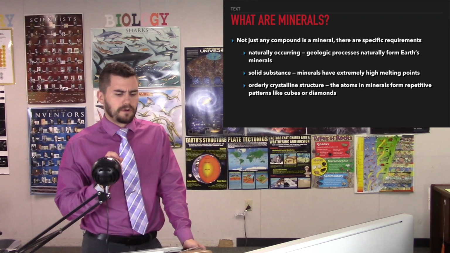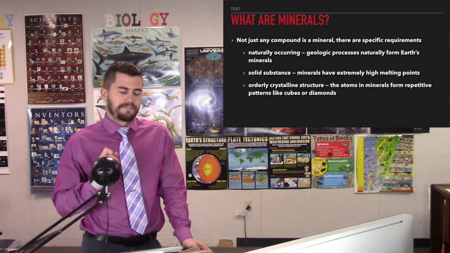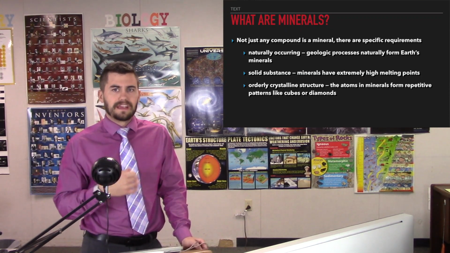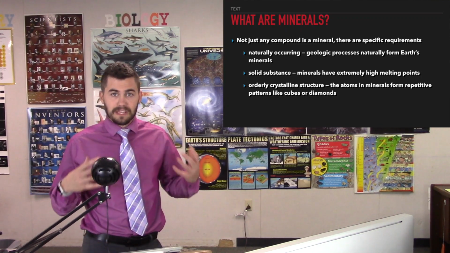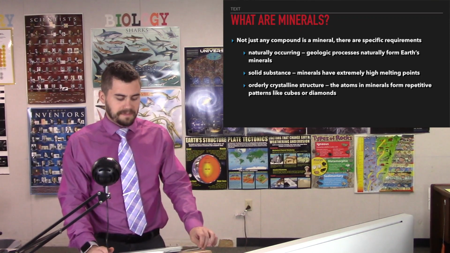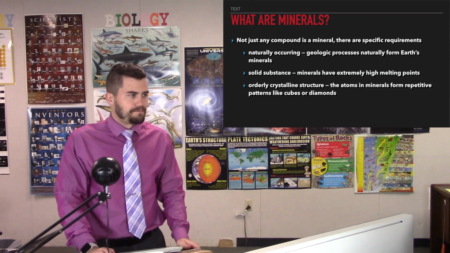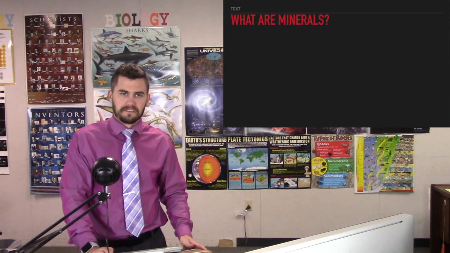And almost all minerals form crystals. They have an orderly crystalline pattern, so they'll form cubes or diamond-type shapes, tetrahedrons, prisms, those sorts of things.